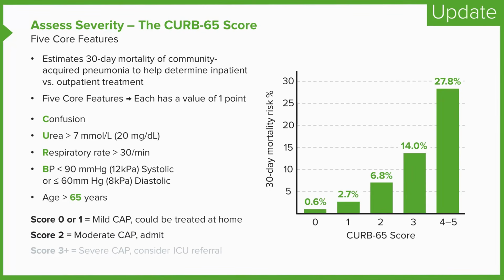With a score of 1 or 2, which is moderately severe, most of these patients will need to be hospitalized on a general medical floor. A score of 3 or more signifies very severe disease, with a high 30-day mortality risk, and patients should be admitted to the ICU for close and aggressive management.